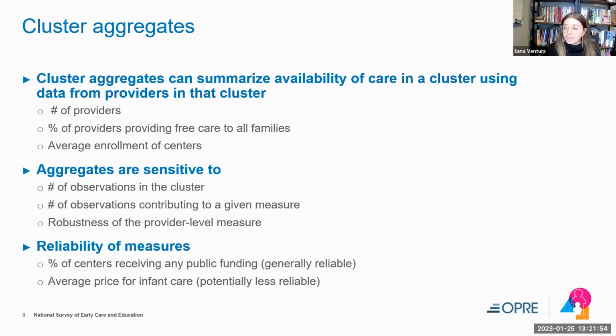Additionally, because of these sensitivities to the number of observations in the cluster, we can be more confident about the estimates of certain things like the percent of centers receiving public funding, because cluster weights sum to a non-response adjusted population estimate of the number of clusters. But an estimate like the average price for infant care could be potentially less reliable because of the smaller number of centers having a given value, together with the inherent complexity, for example, of something like price measures.